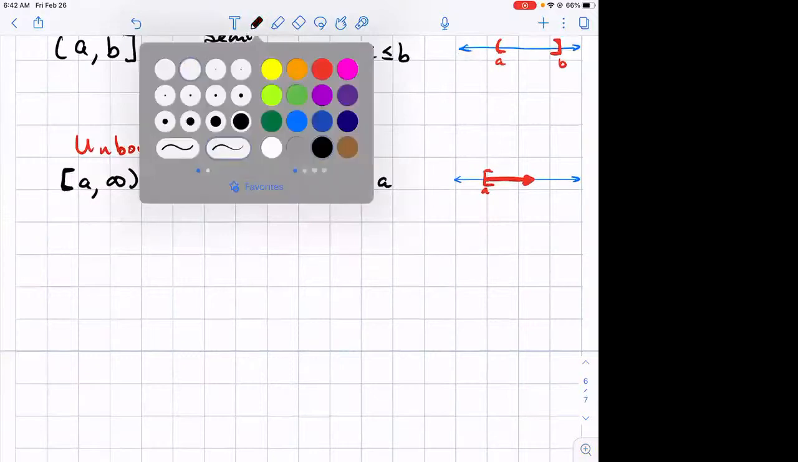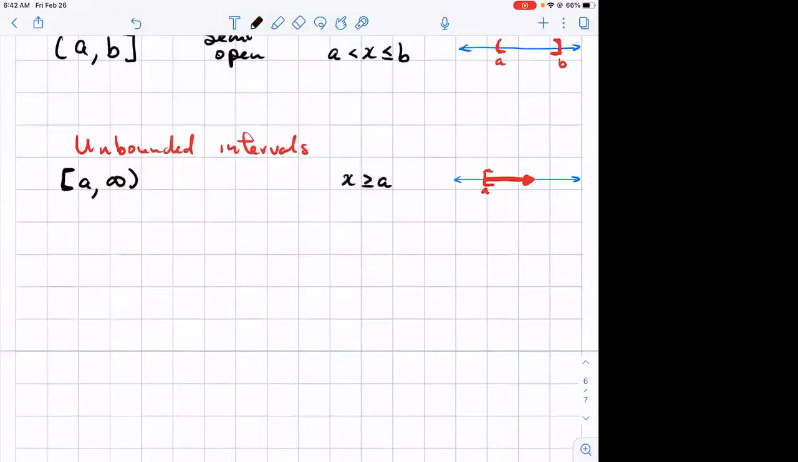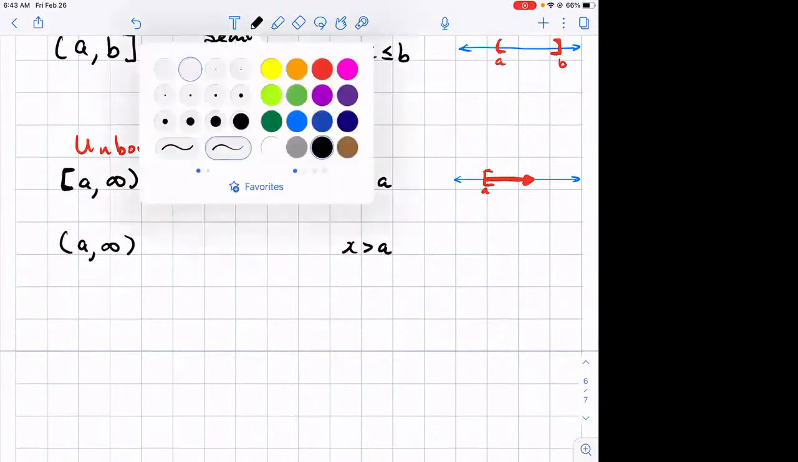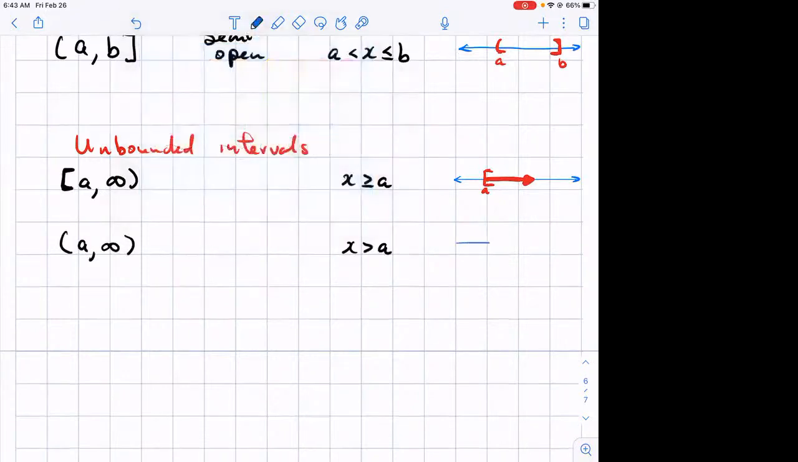We have more of these. We can have parentheses A, comma, infinity. And now the only difference is we have here X is now greater than A. So when we draw the graph of this, it just shows A, but with a parentheses.